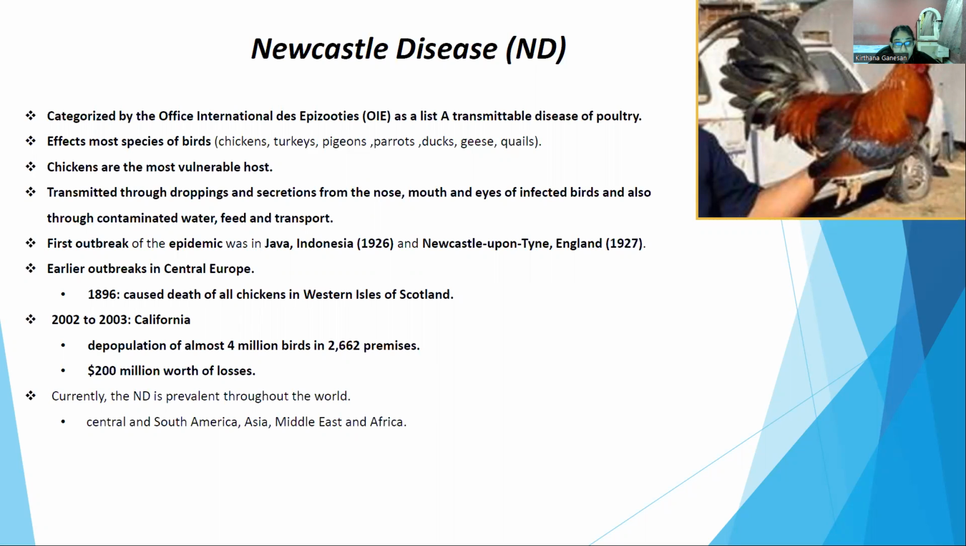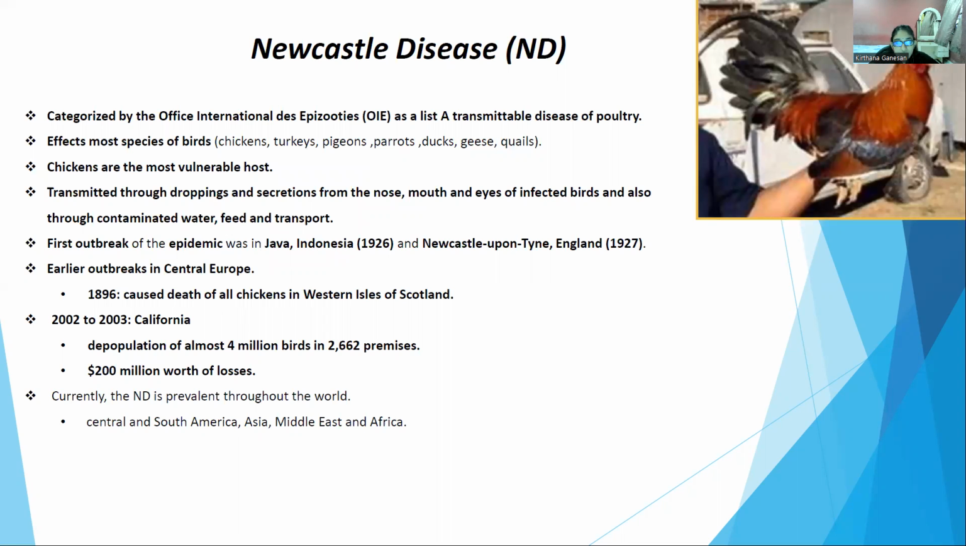Newcastle disease is transmitted through droppings and secretions from the nose, mouth, and eyes of infected birds, and also through contaminated water, feed, and transport. The first outbreak of the epidemic was in Java, Indonesia in the year 1926, and later in Newcastle upon Tyne, England in the year 1927.